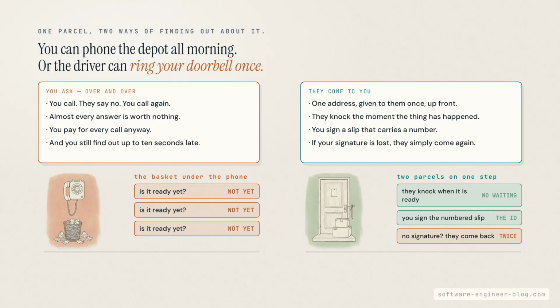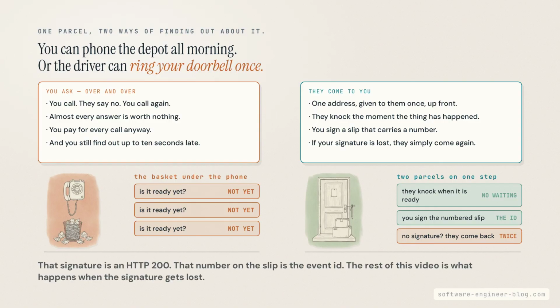Hold on to that picture. The signature is an HTTP 200. The number on the slip is the event ID. And the rest of this video is what happens when the signature gets lost.